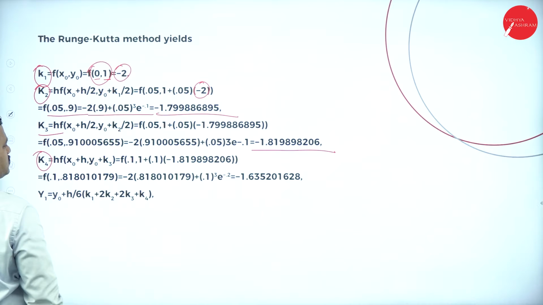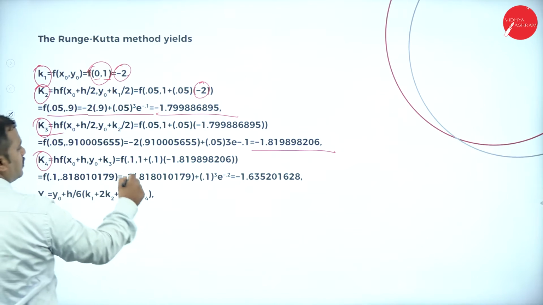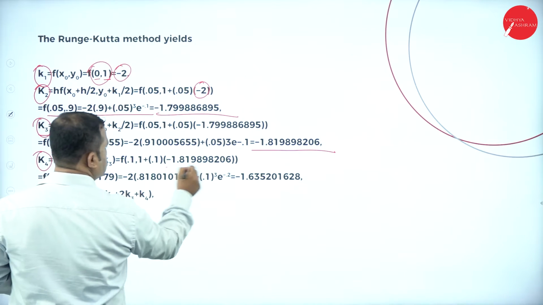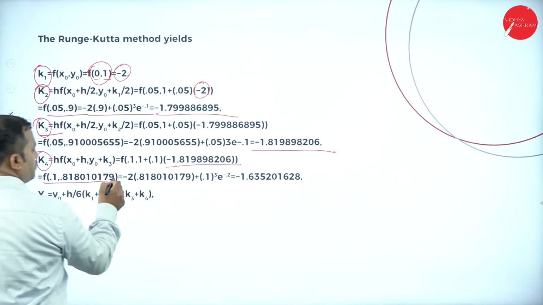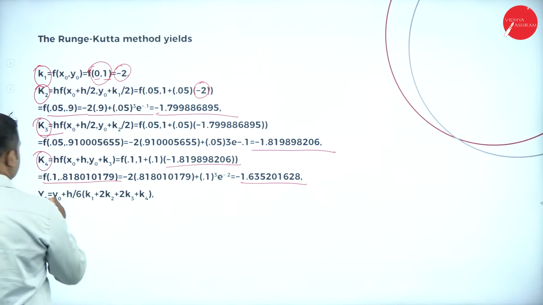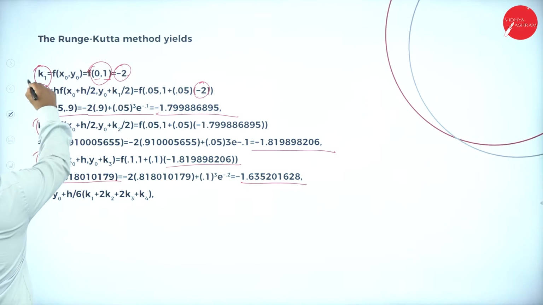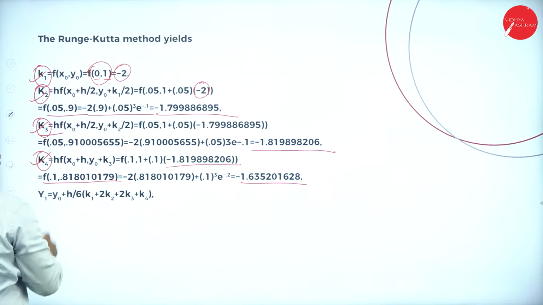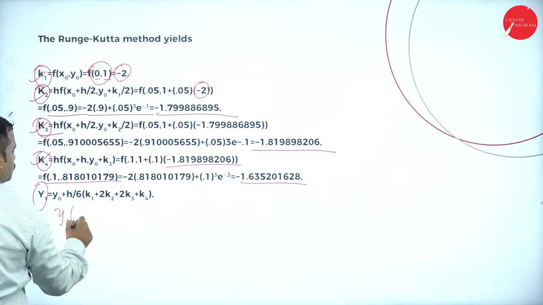K4 is equal to this. We are using the value of k3 here. Then if I further simplify this, I'll get the value which is equal to this. So k1, k2, k3, k4 are determined. Then finally it is substituted into this equation to get the value of y1.